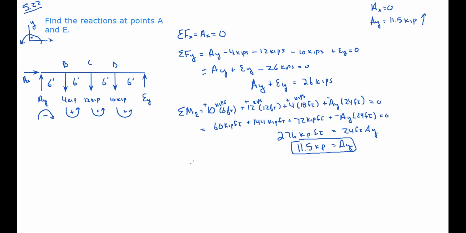We can go back now into the summation of forces in the Y direction. 11.5 kips plus EY is equal to 26 kips. Subtract 11.5 from both sides, and we get that EY is equal to, you guessed it, 14.5 kips. Go ahead and put that up here in my scorecard, and make sure that it's easy for folks to see the final answer after all the hard work. 14.5 is also in the up-down direction.